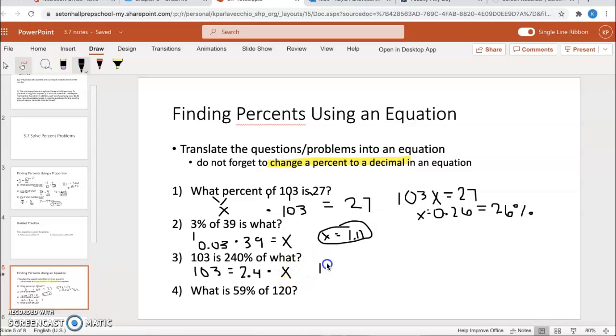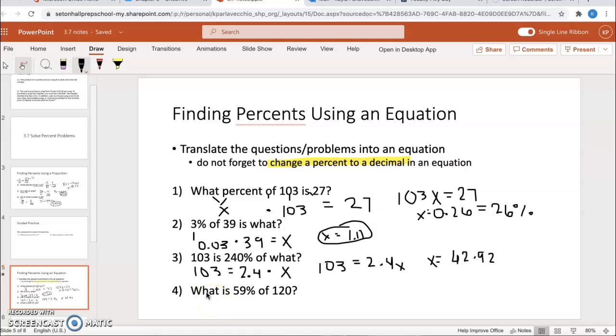If you want to rewrite it so your variable and coefficient are right next to each other, that would look like so. And then you're going to use your inverse operations to solve for x. And you are going to get 103 divided by 2.4, which is about 42.92.